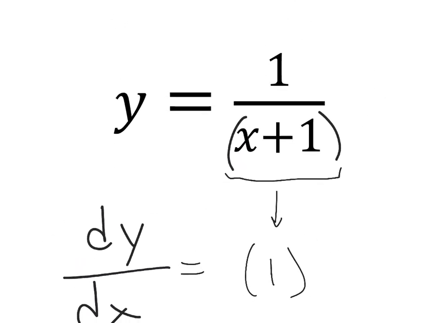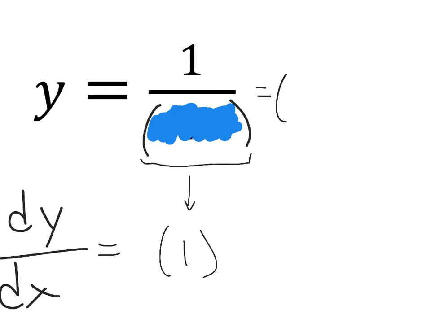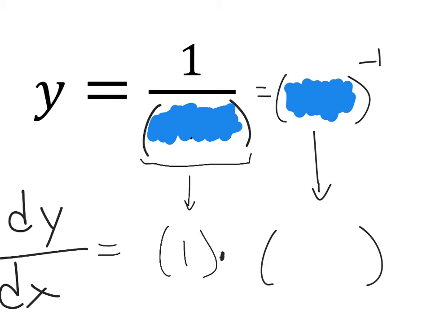Now, just kind of ignore that. Imagine that this is just a blue blob. So we have 1 over blue blob, all right? So 1 over blue blob is like blue blob to the -1 power. Remember that? Okay. You don't want to use the quotient rule here. All right. But we got this to the -1 power. So how do we find that derivative there? Well, to find this derivative, we take the -1, we're going to drop it down and get -1.